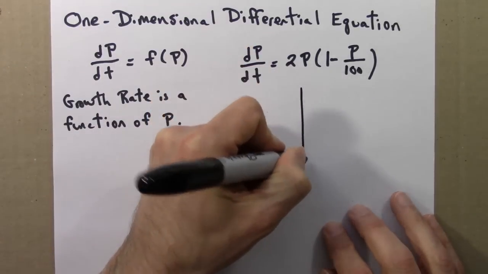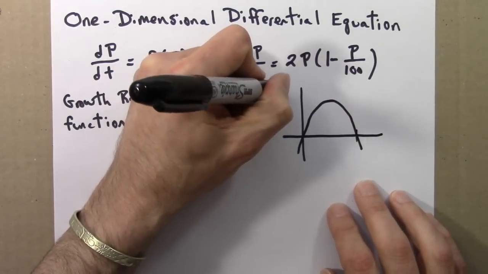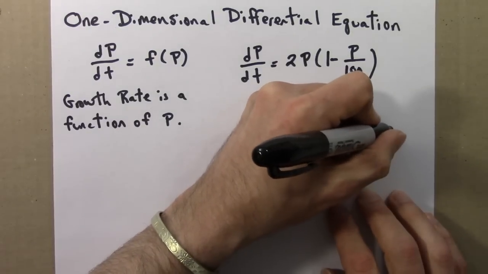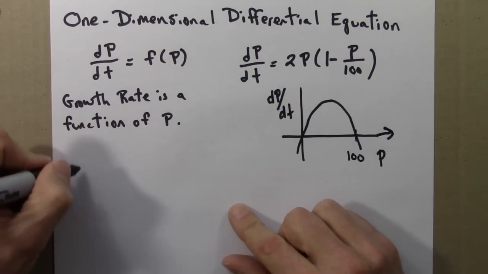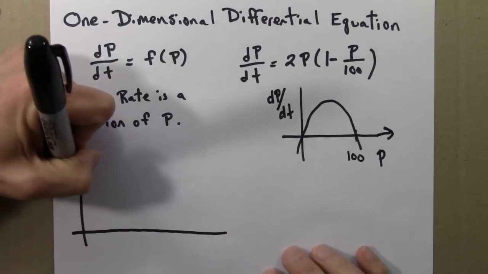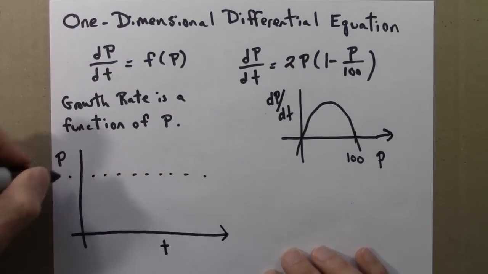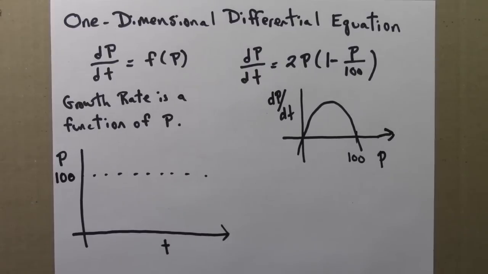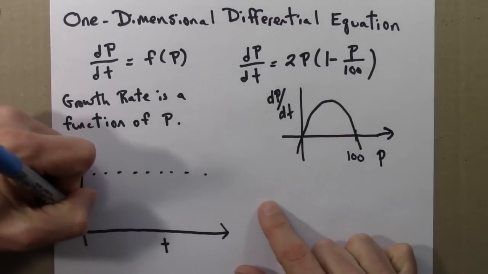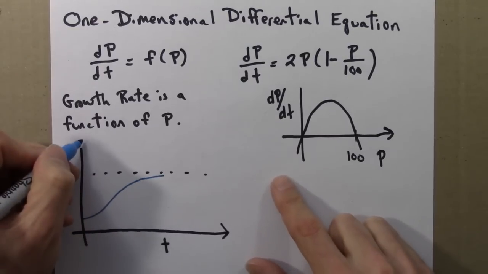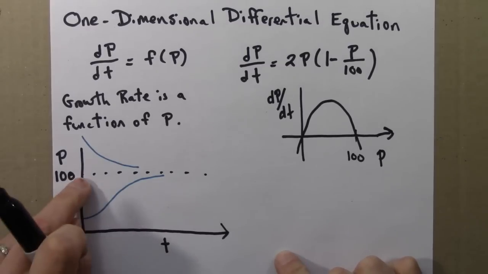And we've seen how to analyze this. I can make a sketch of the right-hand side. It might look like this. So this is dp/dt. This is p. So this tells us how the growth rate depends on population. This would be 100. And let's see, solutions to this look something like this. I'll draw a dotted line. This is p, this is t, dotted line here at 100. Solutions, I'll do those in a different color. If I start in here, I grow, the population increases until it hits 100. So that might look something like this. If I start above, the population decreases until it hits 100. So we have an unstable fixed point at 0 and a stable fixed point at 100.